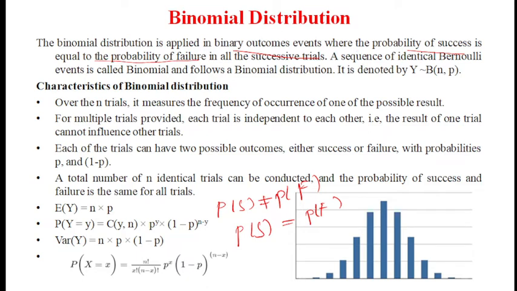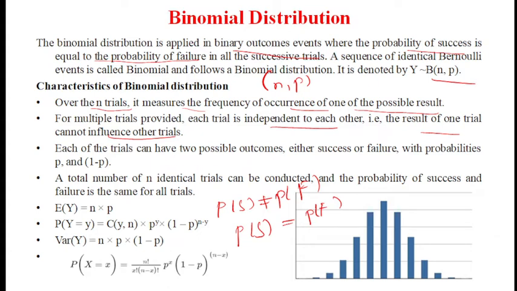A sequence of identical Bernoulli events is called binomial distribution. Here it can be denoted with n comma p. What are the characteristics of binomial distribution? Over the n trials, it measures the frequency of occurrence of one of the possible results. For multiple trials, each trial is independent of the others. The result of one trial can't influence the other trial. Each trial can have two possible outcomes, either success or failure.